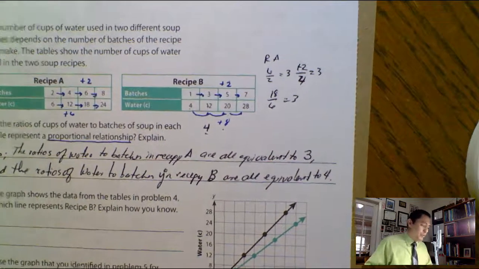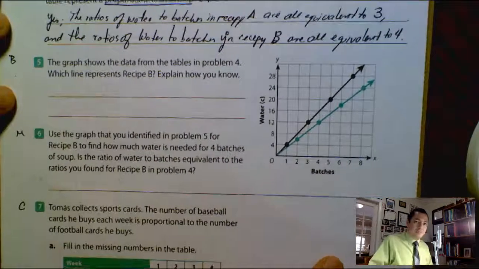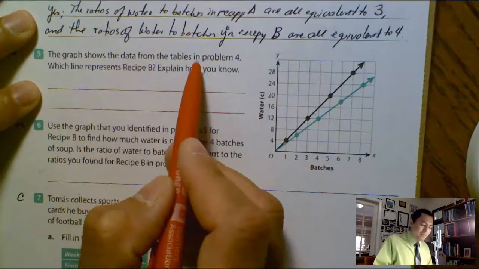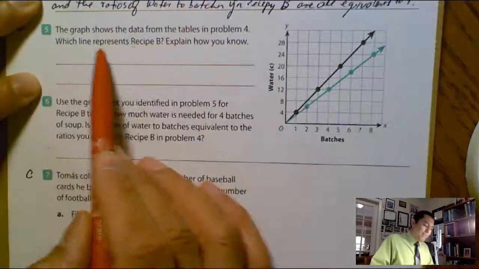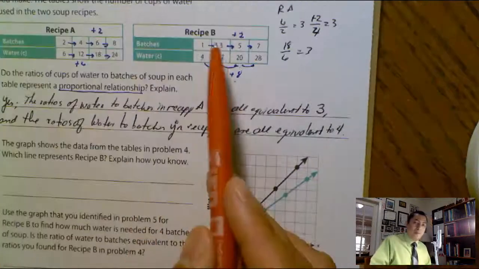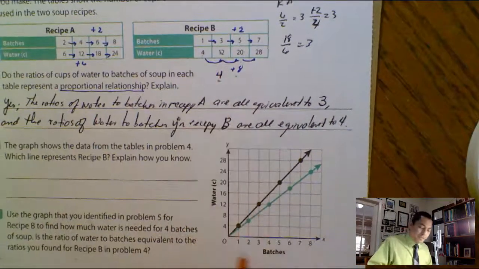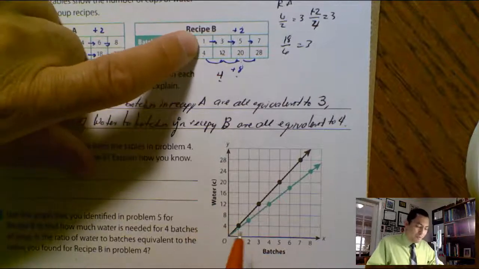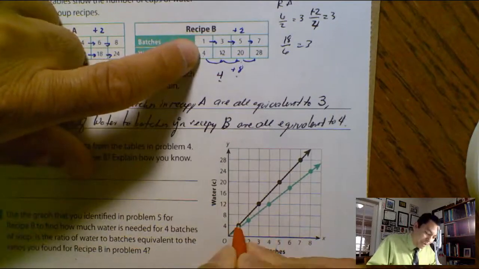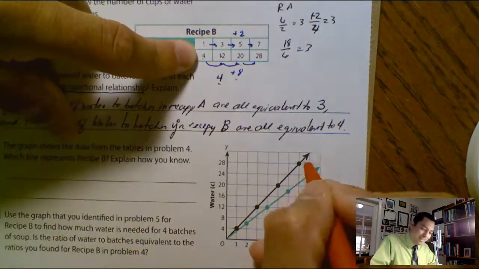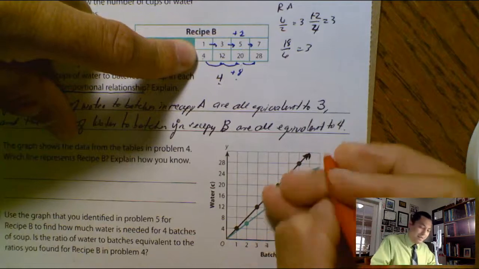Let's go to problem 5. It says, the graph shows the data from the tables in problem 4. These tables here. Which line represents recipe B? Explain how you know. Remember, we were just graphing this one. So these are batches and these are the water. I'm just going to have, for example, 1 and 4. Where is the 1 and 4? So which recipe? B. In this case it is this line, the black one.